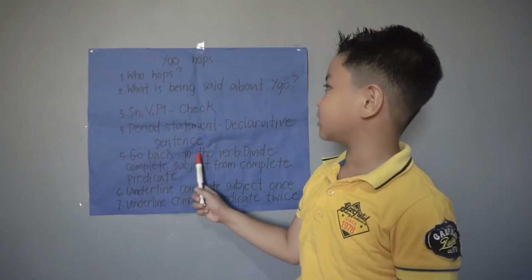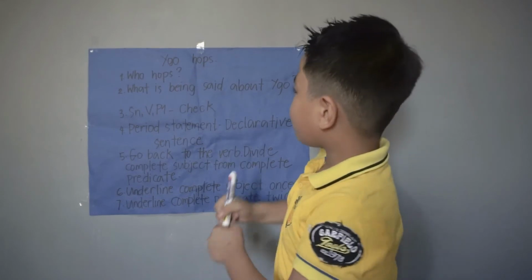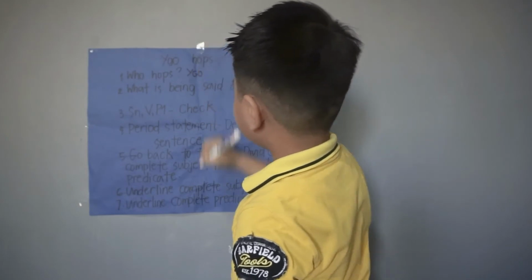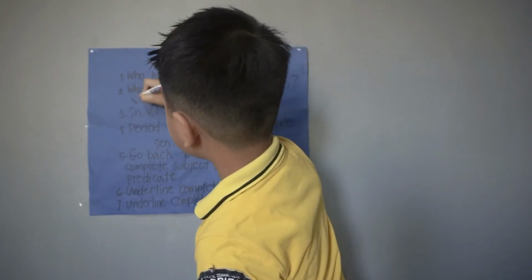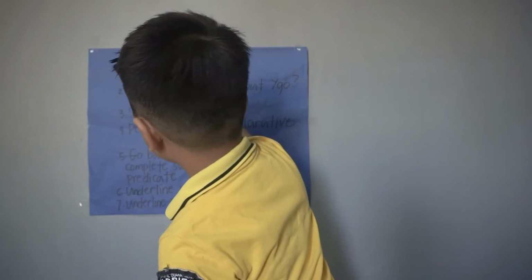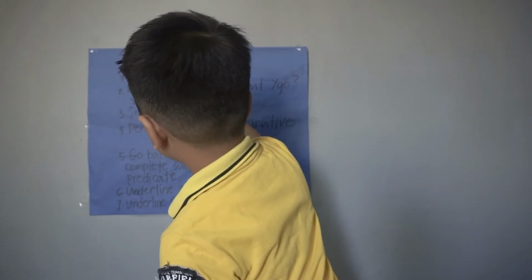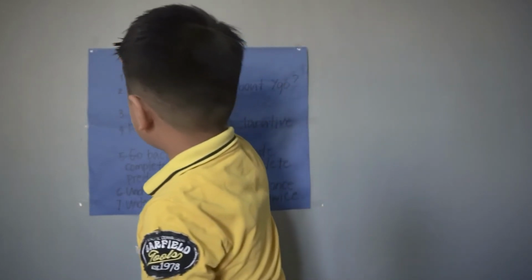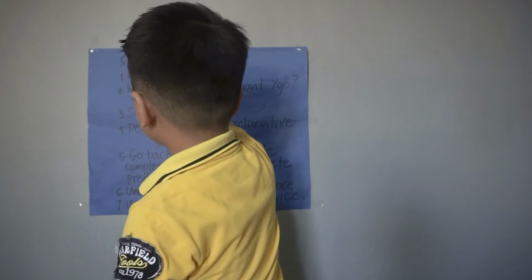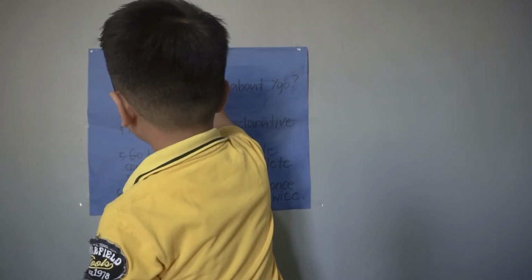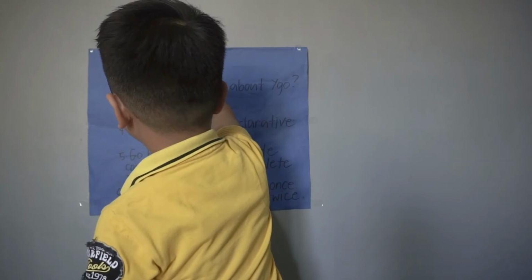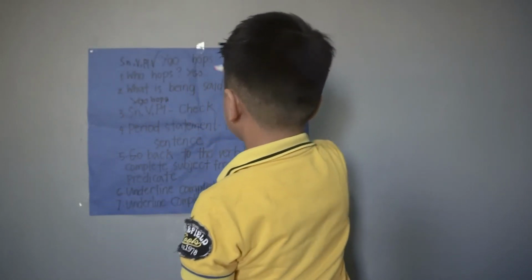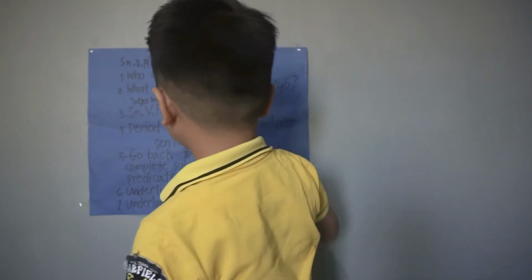This is my sentence. Ego hops. Who hops? Ego. What is being said about Ego? Ego hops. Subject noun, verb, pattern one, check. Your statement, declarative sentence, check.